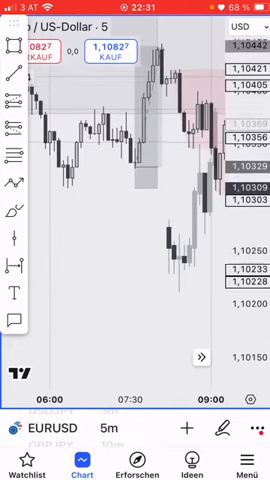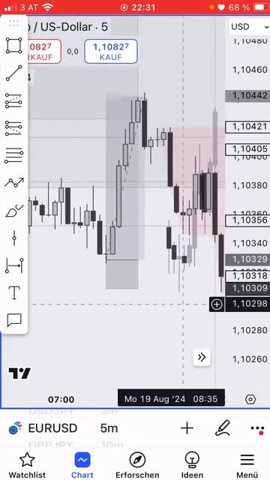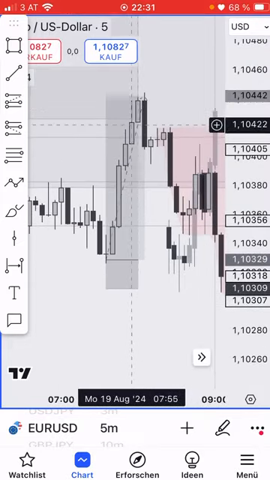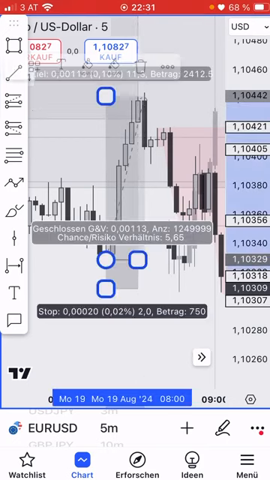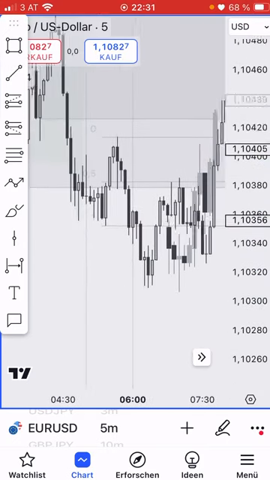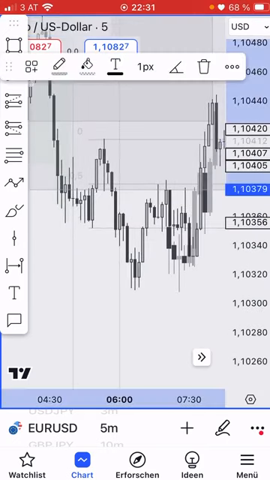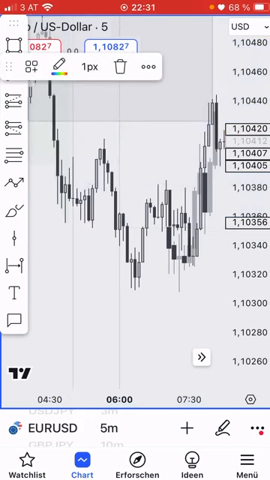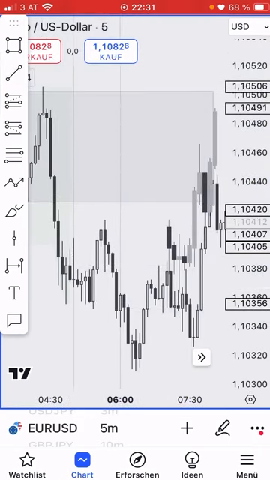Okay, so you see, trade hits perfectly this level with this candle, induces it, and then runs lower. Okay, and that's simply it for the 5 a.m. trade.